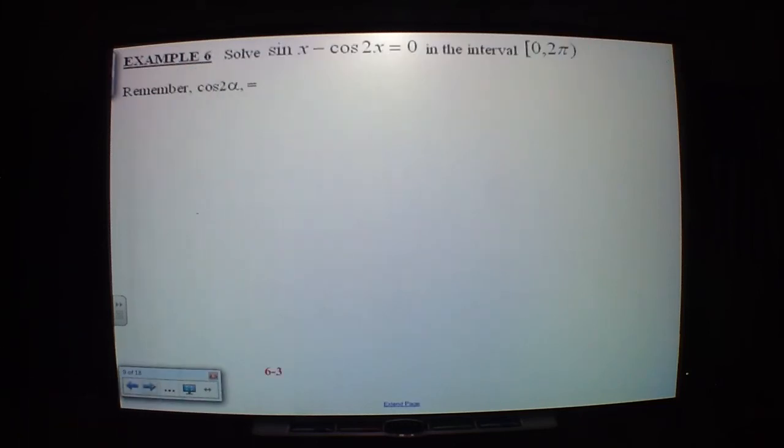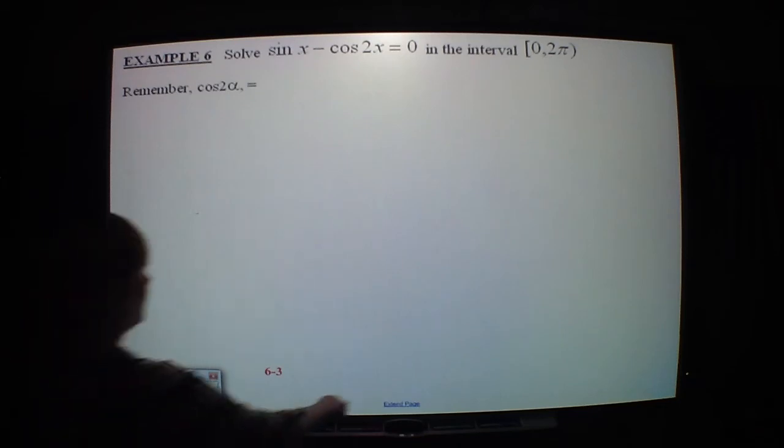Example 6. Example 6 is, I want to solve sine of x minus cosine of 2x is equal to 0 for the interval from 0 to 2 pi. So let's solve that.